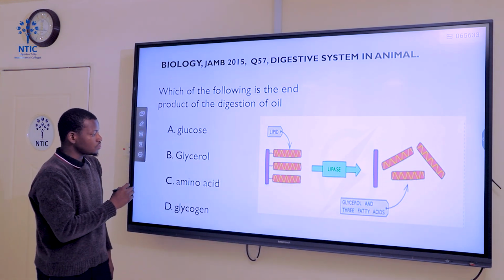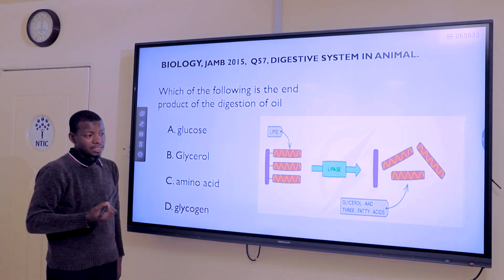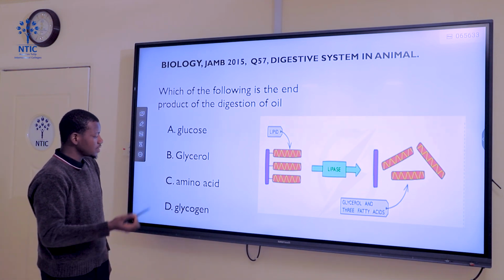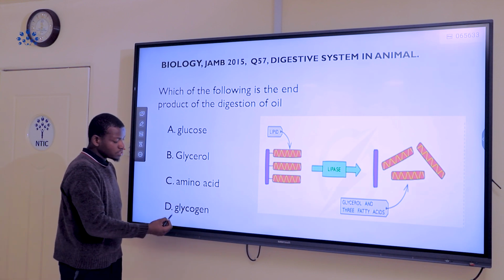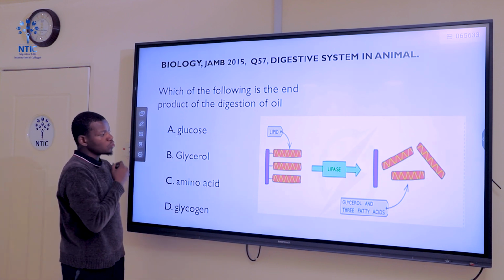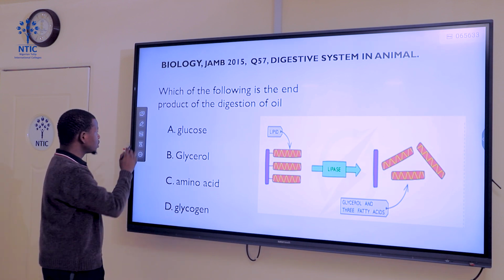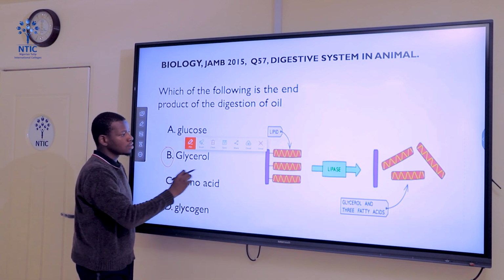A. Glucose, which is wrong, B. Glycerol, which is the correct answer, C. Amino acid, and D. Glycogen. Glucose is the end product for digestion of carbohydrates. Amino acid is the end product for digestion of protein, and glycogen is the polymer of glucose. Glucose is stored in the body of animals as glycogen. So the correct answer here is B. Glycerol.